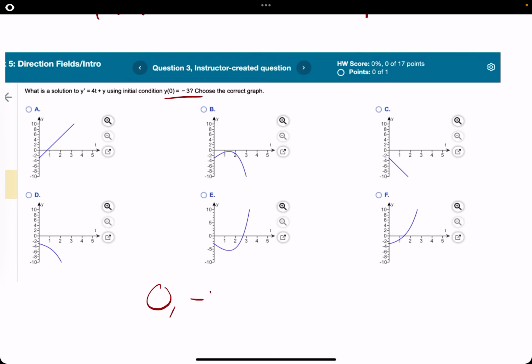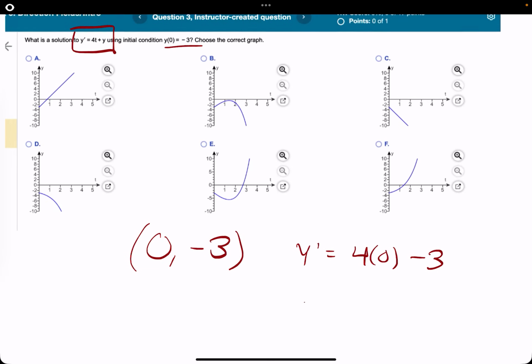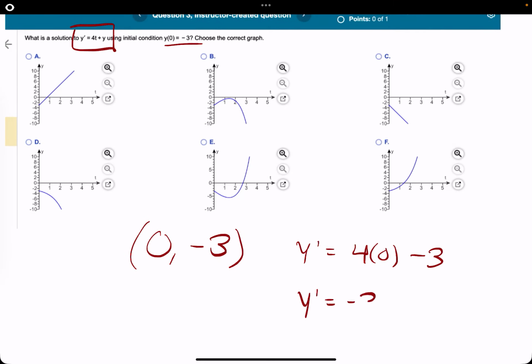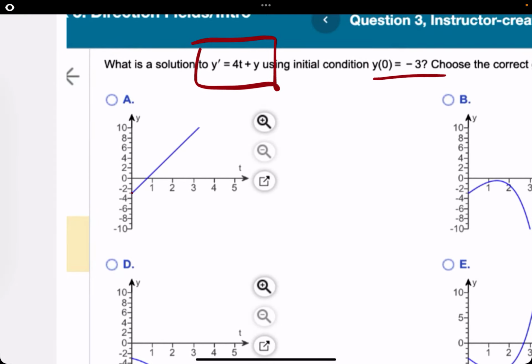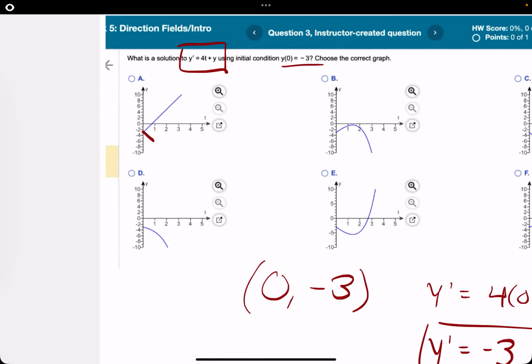So what they're giving you is an ordered pair, a starting point. And I believe all these graphs start at (0, -3). So that's nothing crazy. However, it would be helpful to go ahead and plug in that ordered pair to get a y prime value. So 4 times 0, and then plus y would be -3. So really right off the start, it should have a y prime or slope value of -3. Meaning, from this starting point at (0, -3), it should have a slope of -3.